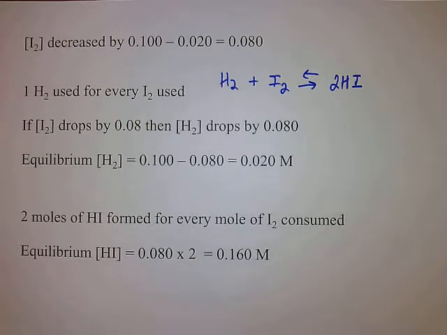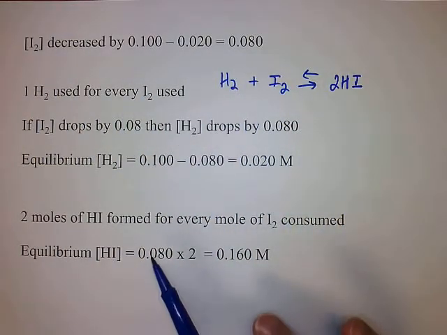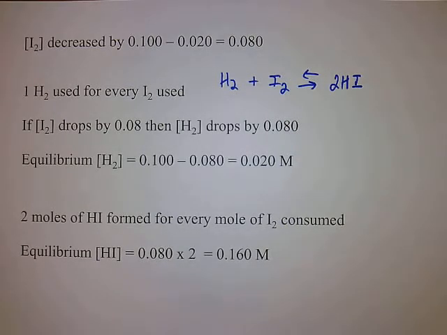So what's our equilibrium concentration of HI? It's going to be twice the 0.08. I2 went down by 0.08. HI goes up by 2 times 0.08, or 0.160.